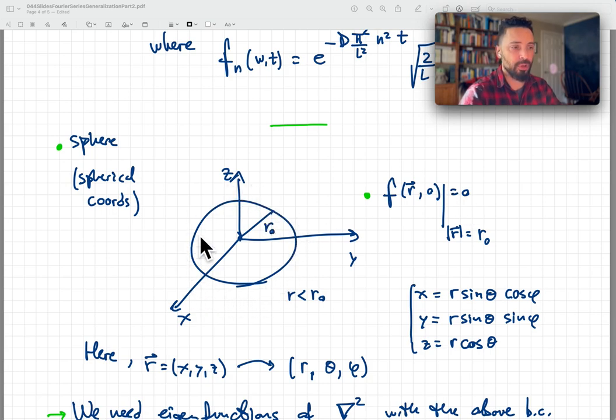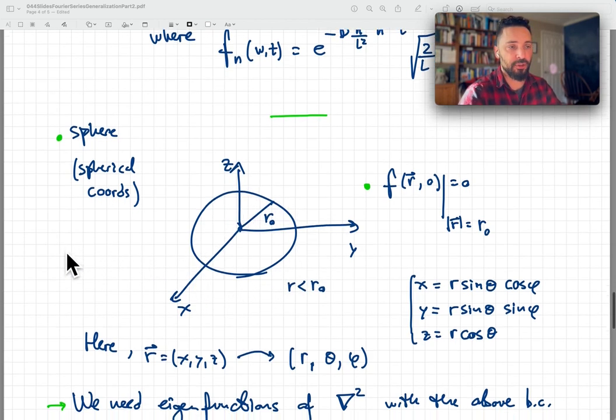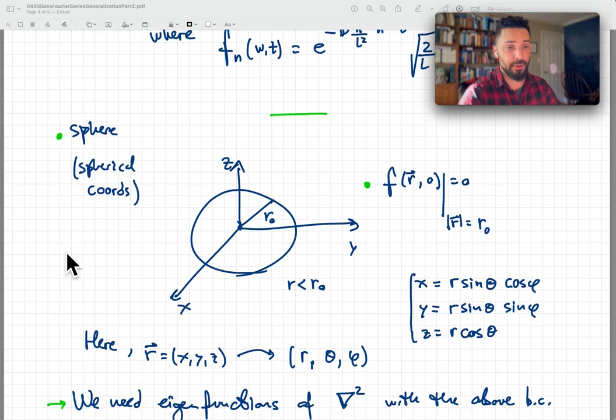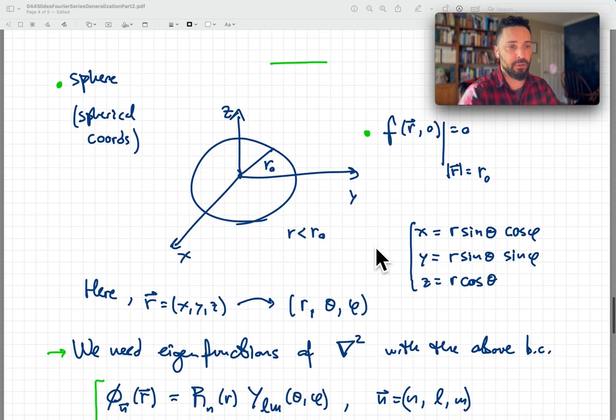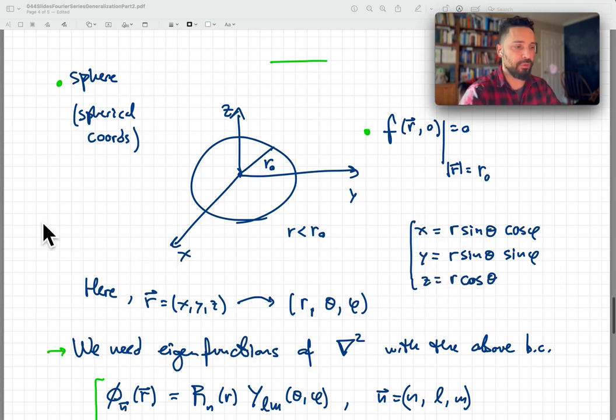So suppose that instead of having a cube or a square, we have a sphere. And of course, you can also generalize this to a two-dimensional case of a circle. The coordinates x, y, and z transform into our spherical coordinates r, theta, phi by these rules for x, y, and z, which I'm sure you've seen before.